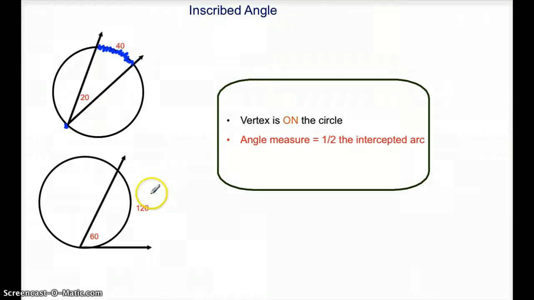Again, the intercepted arc is that portion of the circle that lies in between the two sides of the angle. Notice that in the second example, one side of this angle is a chord, the other side appears to be something else. It's called a tangent. We'll study that later on in the unit. But this is still an inscribed angle because its vertex is on the circle. And if this angle has a measure of 60 degrees, then its intercepted arc, which again is the arc in between the two sides of the circle, has to be twice as big as that at 120 degrees.